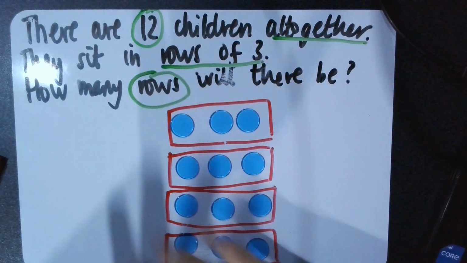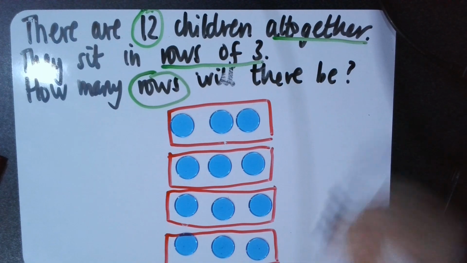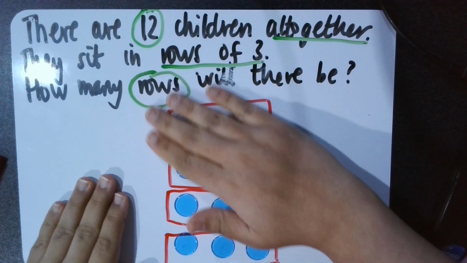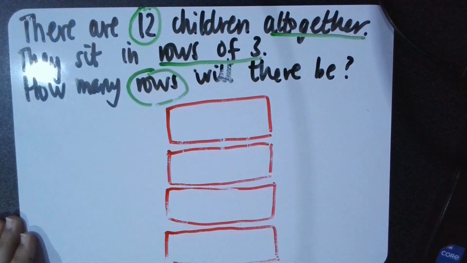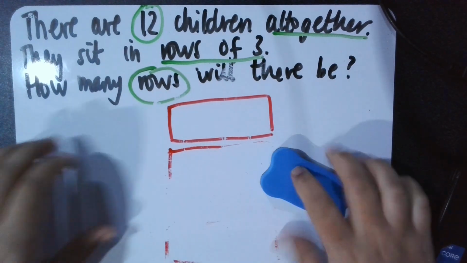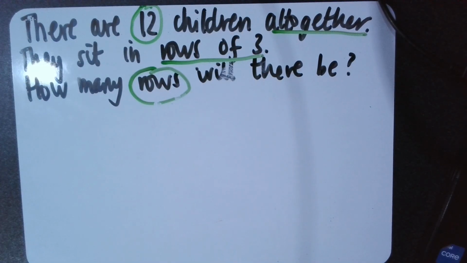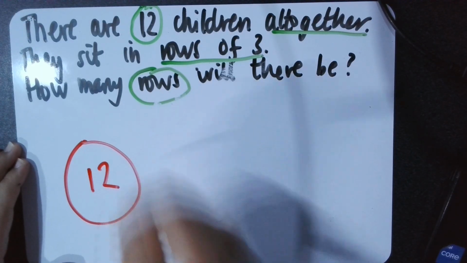Right. I've done this in one way. There's actually another way that I can represent this information. This is an array. I can also represent this using a part-whole model. Let me just move all my counters across to down here. Just like we use a part-whole model for addition and subtraction, we can actually still use part-whole models for multiplication and division. I start with my whole, which is 12.